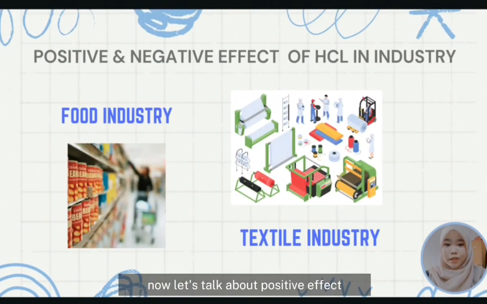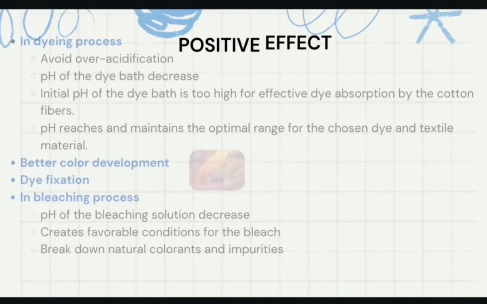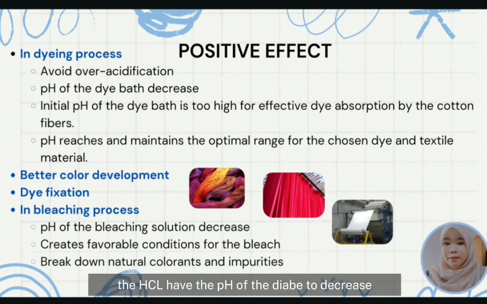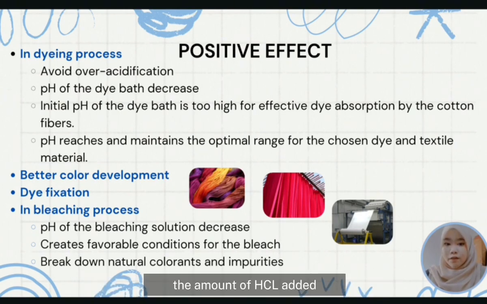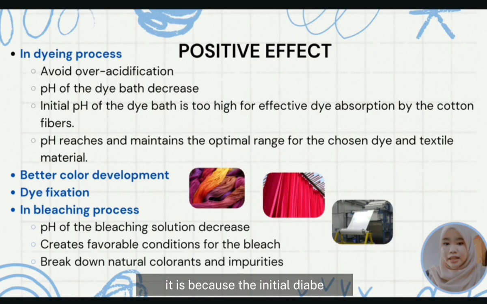Now, let's talk about the positive impact of HCl in the textile industry. In the dyeing process, HCl helps the pH of the dye bath to decrease. The amount of HCl added is carefully controlled to avoid over-acidification. It is because the initial dye bath pH is too high for effective dye absorption by the cotton fibers.